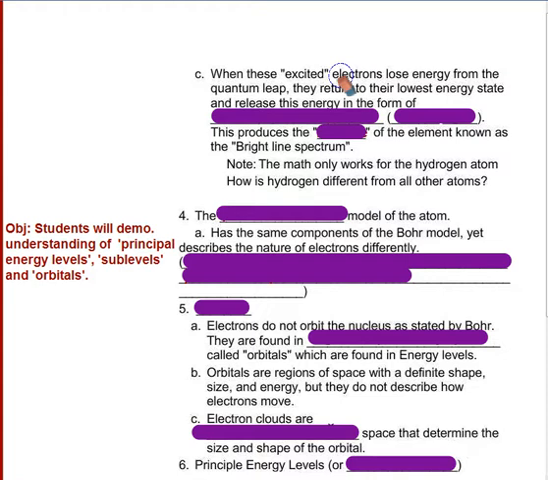Now, when these excited electrons lose their energy from a quantum leap, they return to their lowest energy state and release this energy in the form of electromagnetic radiation. Okay, and in some cases, this electromagnetic radiation is visible light. The light that we see is actually electromagnetic radiation, and our eyes pick it up. This produces what's called the barcode of the element, known as the bright line spectrum.